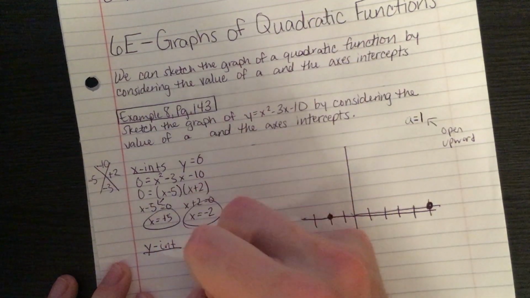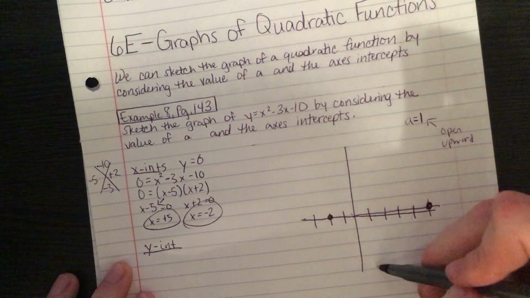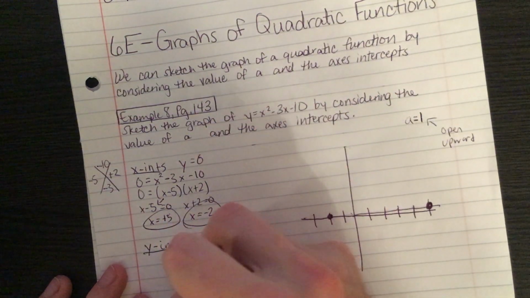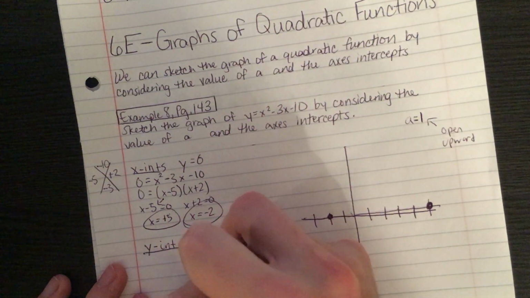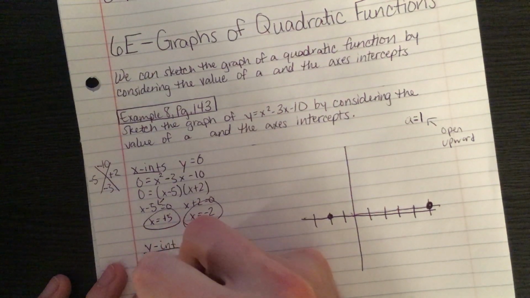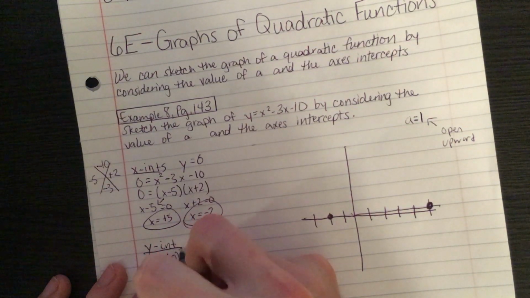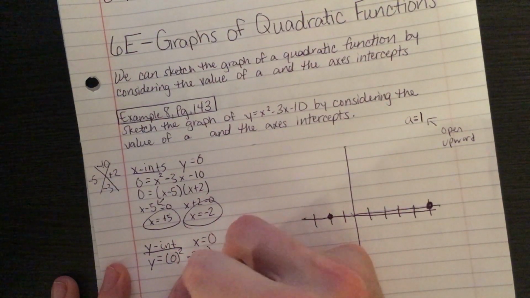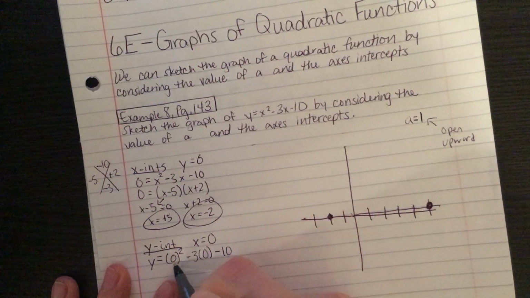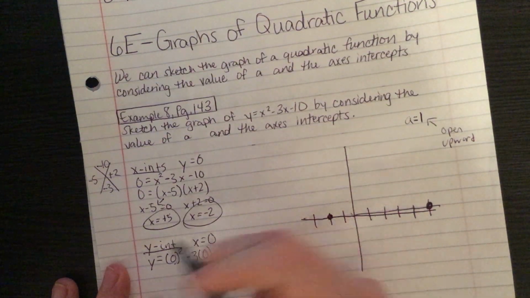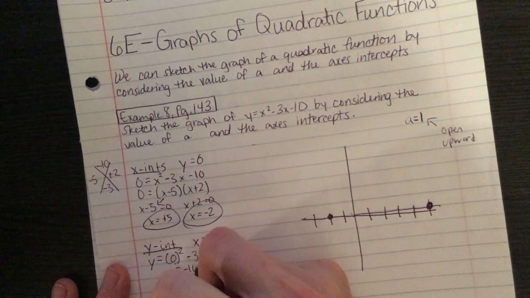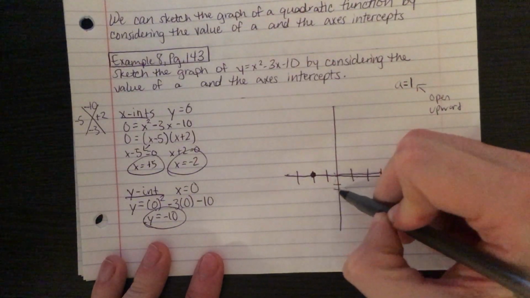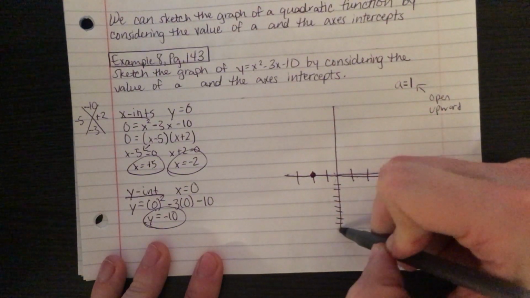So again, for the y-intercept, if it's crossing the y-axis here, it's going to have an x value of 0. So we're going to say y equals 0 squared minus 3 times 0 minus 10. So 0 minus 0 minus 10. It's just that c value. The y-intercept here is going to be negative 10. So I'm going to need 1, 2, 3, 4, 5, 6, 7, 8, 9, 10.